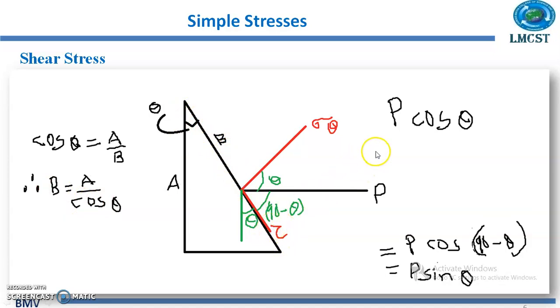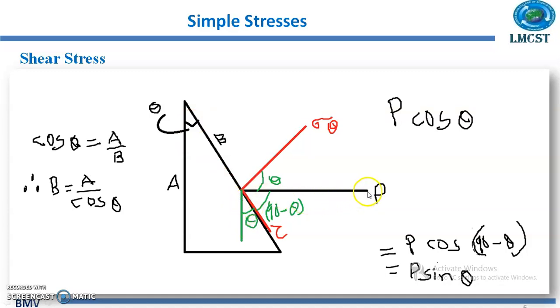Now I can find the force acting along this direction, that is in the normal direction, and the magnitude of force acting in the tangential direction. For that, we know that this angle is theta. So if I draw a line parallel to this vertical line through this point, I will get this vertical line which is drawn using the green color. So this angle will be the same as this angle theta. So here also we have this angle theta.